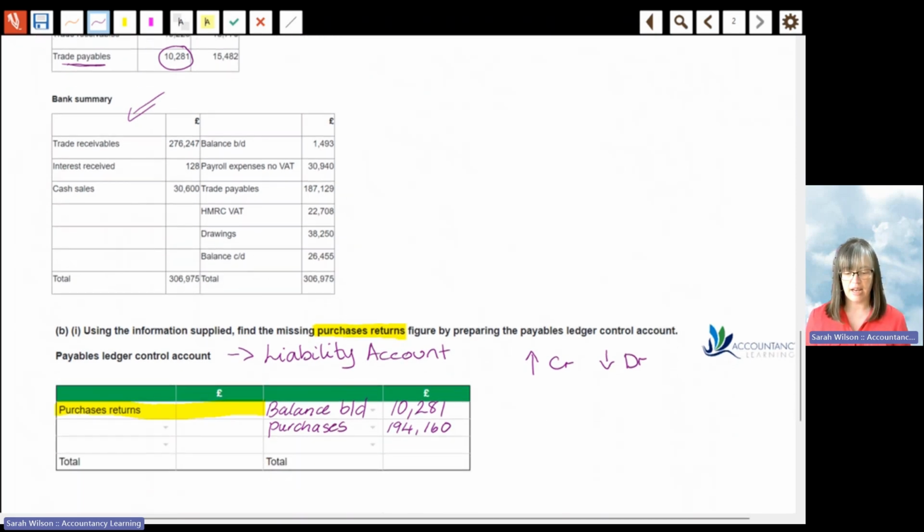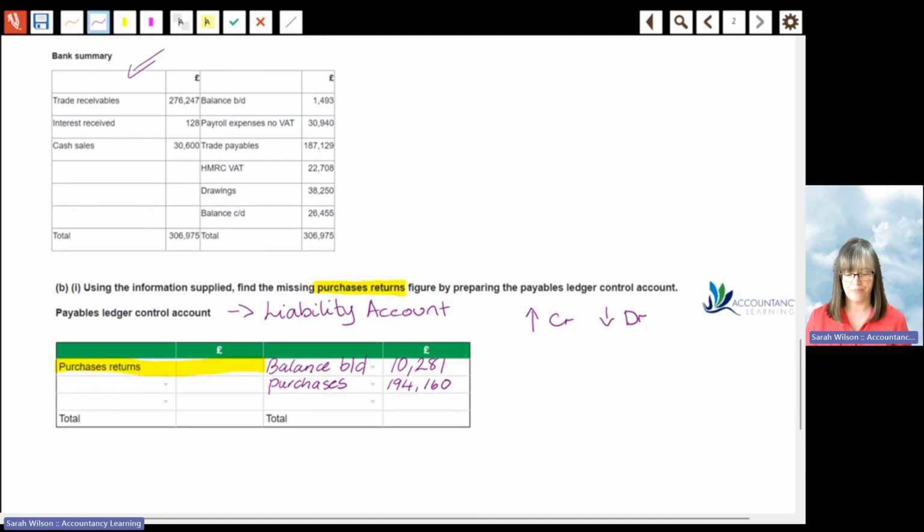So now we need to have a look at our bank summary. So in our bank summary, we have got this trade payables on the credit side. So that means we've paid our suppliers. So that's going to reduce the balance on our payables ledger control account. So we can put that on our debit side. And that was 187,129.